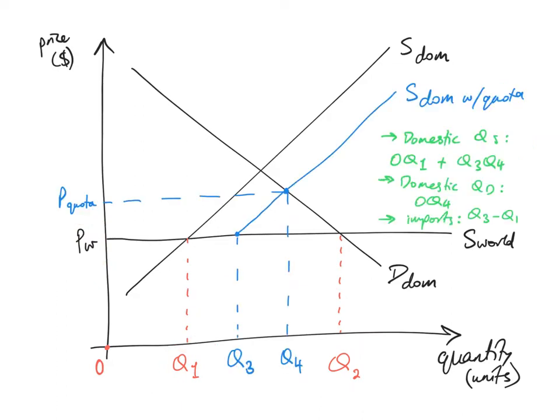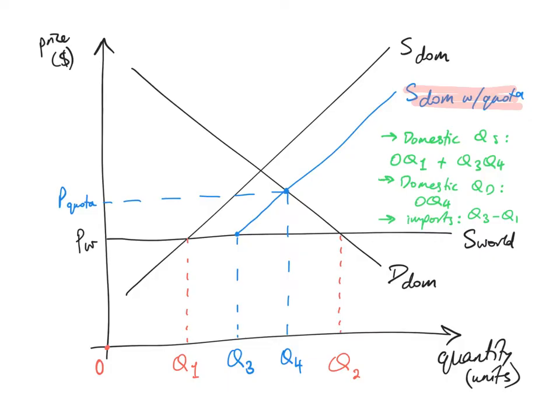Now, a quota is a physical limit on the value or the amount of a specific good that enters the country. So say, for example, the government puts the quota. Now, the quota only shifts the domestic quantity supplied above that quota, okay? Because below the world price, there will be no increase in the domestic supply.